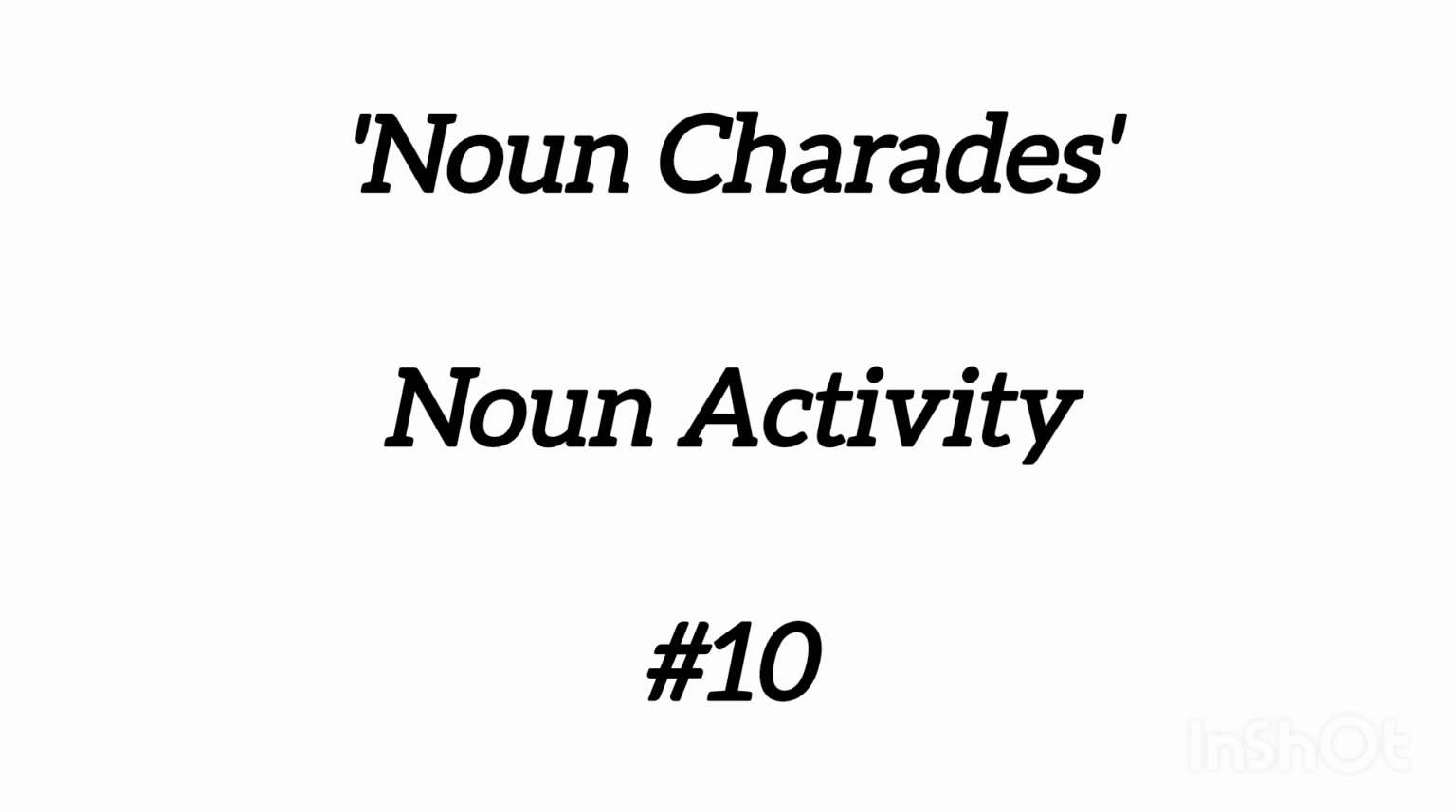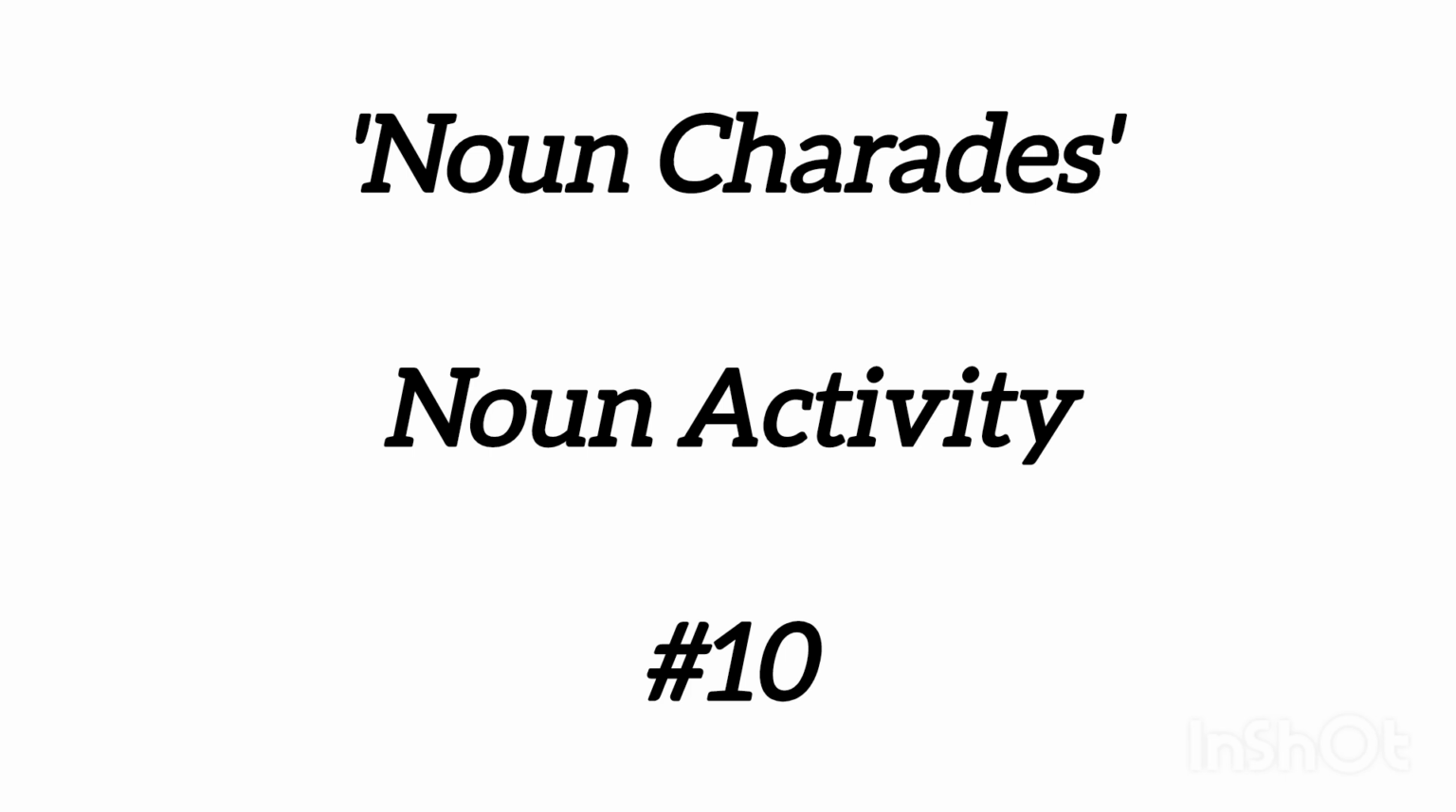To set up noun charades, you will first need to prepare a list of nouns appropriate for your class. Write each noun on a separate slip of paper and place them in a hat or a bowl. The nouns can be tailored to suit the learning level of your students. For younger children, use simple nouns like dog, cat, or apple. For older students, you can include more complex or abstract nouns like freedom or technology.